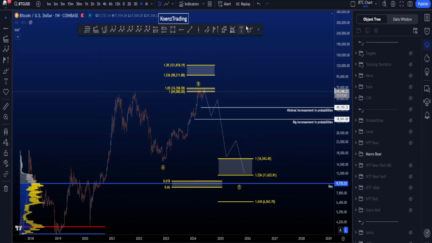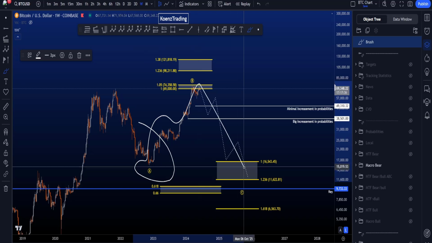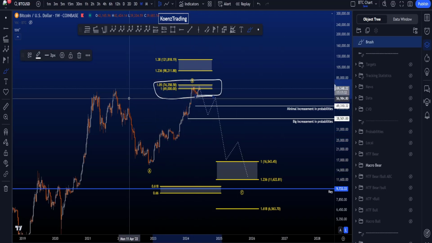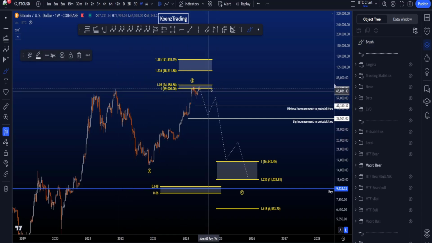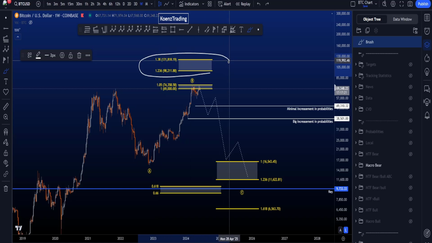Here we have a wave A, B, C regular flat, a 3-wave A, 3-wave B, looking for a 5-wave C. The 1 to the 1.05 Fibonacci on the chart, taken from the high to the low of A, is a common target for a regular flat. Now, a regular flat is less common than an expanding flat, and an expanding flat wave B target is all the way up here, 98.2k, 122k.